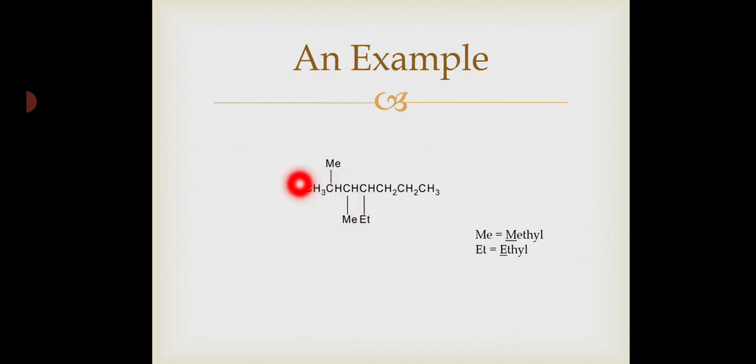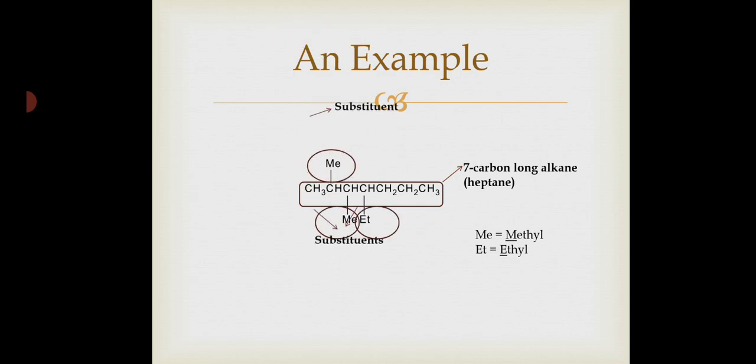If you do the numbering from the other side like this, then it contains 3 carbons. If you do the numbering from this side, it contains 4 carbons. If you do it from this side, again it contains 6 carbons. So, which is the longest chain? The longest chain is this, having 7 carbons. Right? Now, these are the substituents.